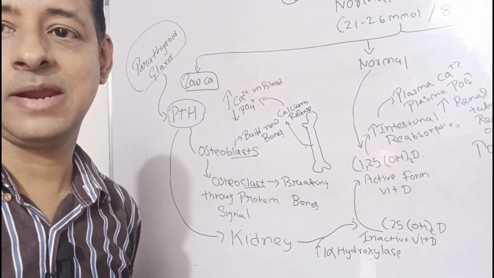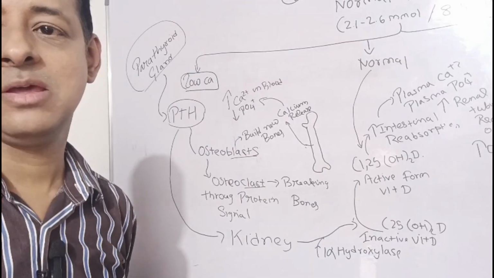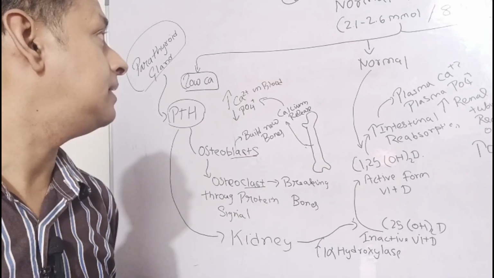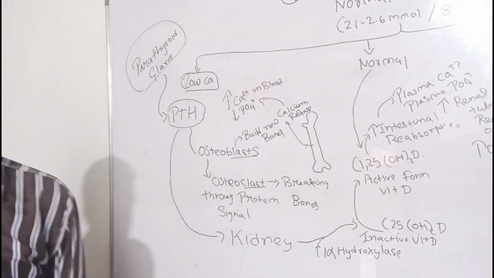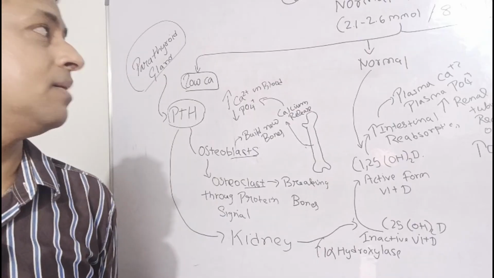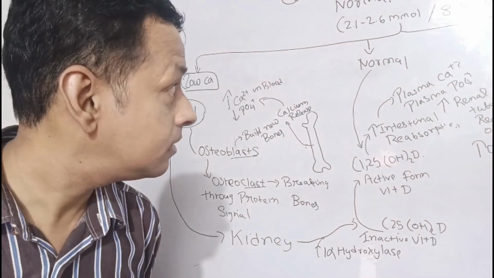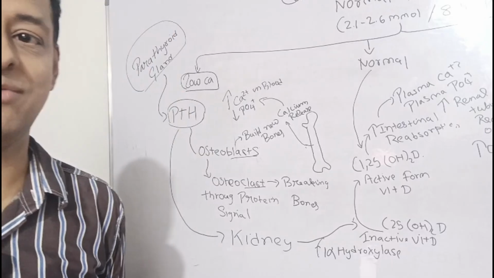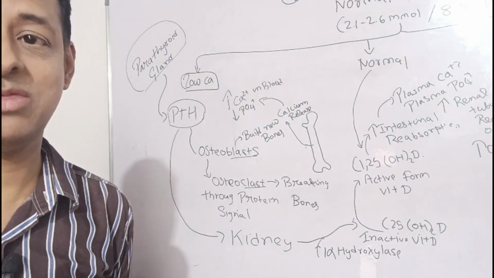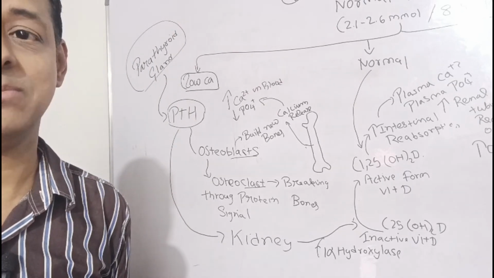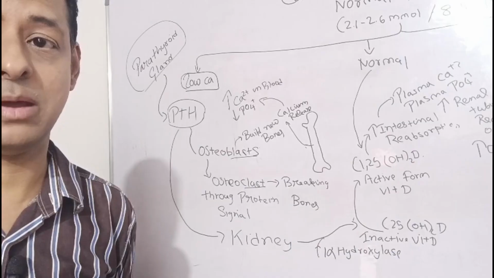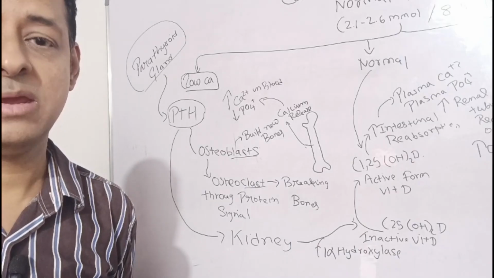Today I will be presenting about calcium homeostasis. The normal reference range is 2.1 to 2.6 millimoles, and 8.5 to 10.5 mg/dL, that is milligram per deciliter. This is the normal range of calcium, and calcium is one of the important minerals in our body.